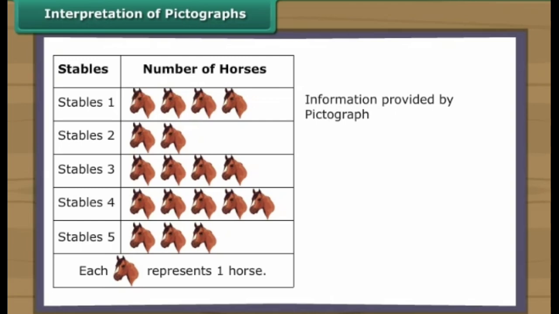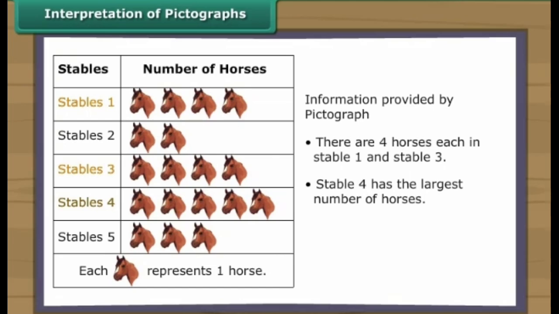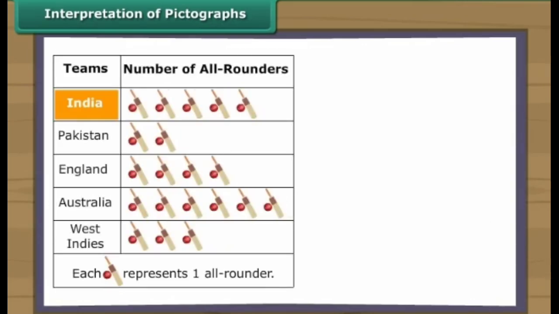It is clear from the pictograph that there are 4 horses each in stable 1 and stable 3. Stable 4 has the largest number of horses. Stable 2 has the least number of horses. Let us interpret one more pictograph.